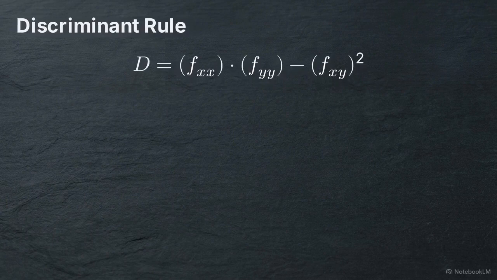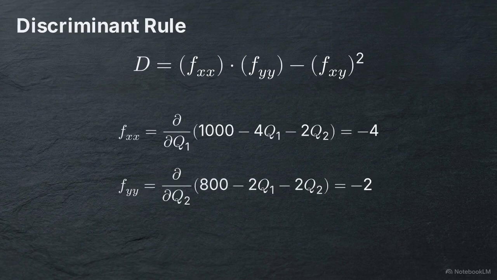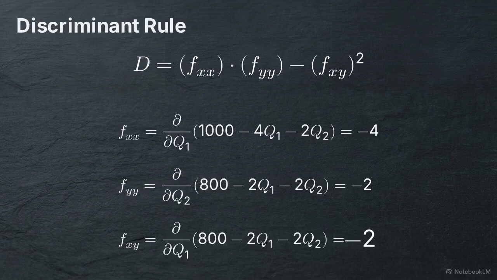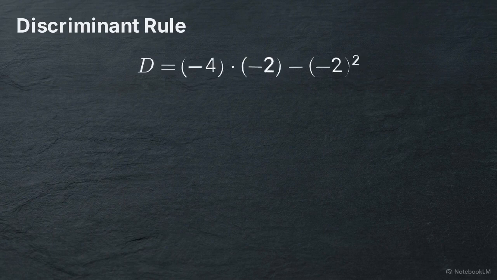We calculate the second-order partial derivative for Q1, which returns a value of -4. We calculate the second-order partial derivative for Q2, which returns a value of -2. Finally, we calculate the cross-partial derivative, which captures how the two variables interact with each other, yielding -2. Evaluating the formula, -4 times -2 minus (-2) squared simplifies to 8 minus 4. The final discriminant value is exactly 4.